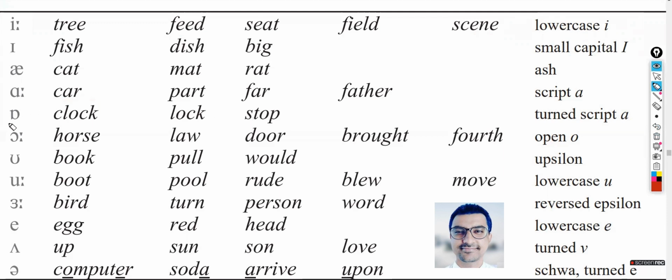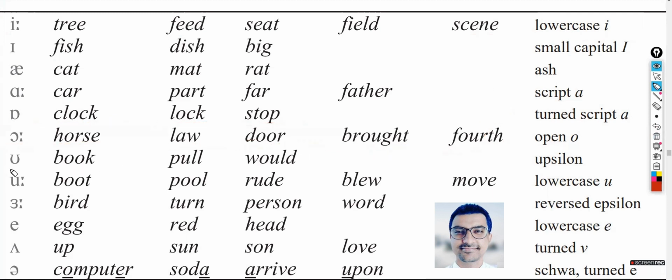Now next one, this one: clock, lock, stop. Now this is /ɔː/: horse, law, door, brought, fourth. Unvoiced th. Great.